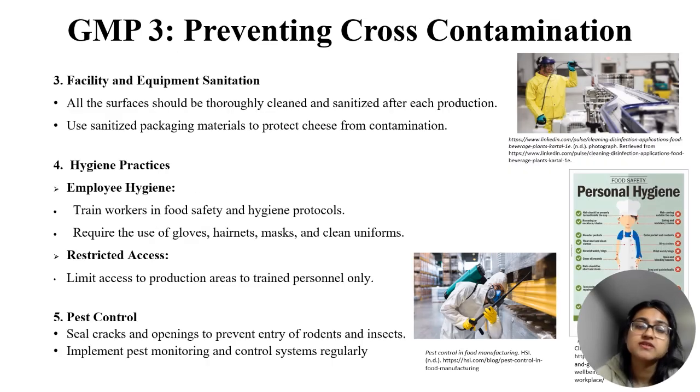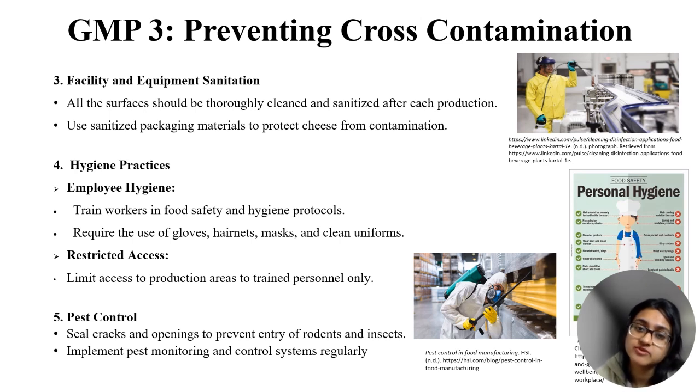The second thing is facility and equipment sanitation. The production unit should be thoroughly cleaned after production, so there is no food wastage or spoilage, nothing left over on the food surface or on the surface. It should be cleaned properly and sanitized properly before starting the next production.